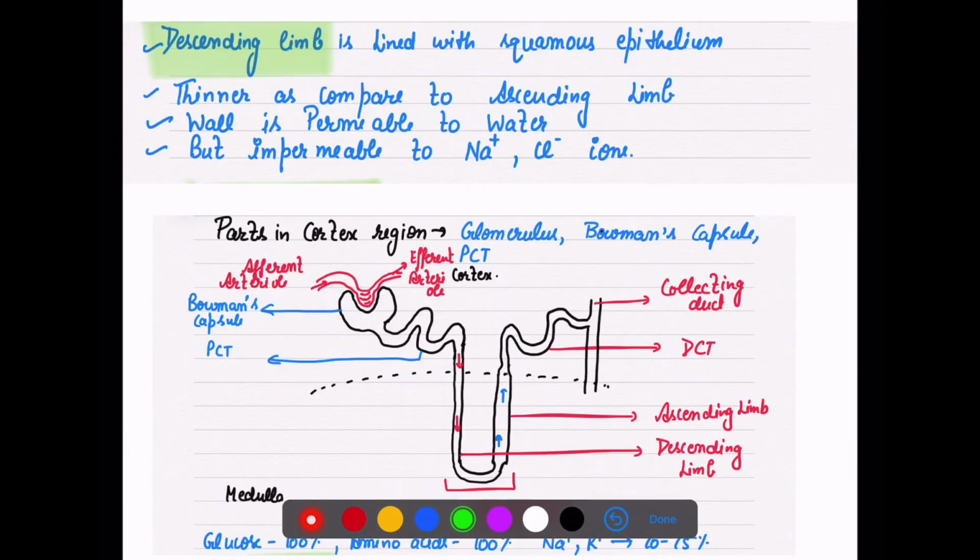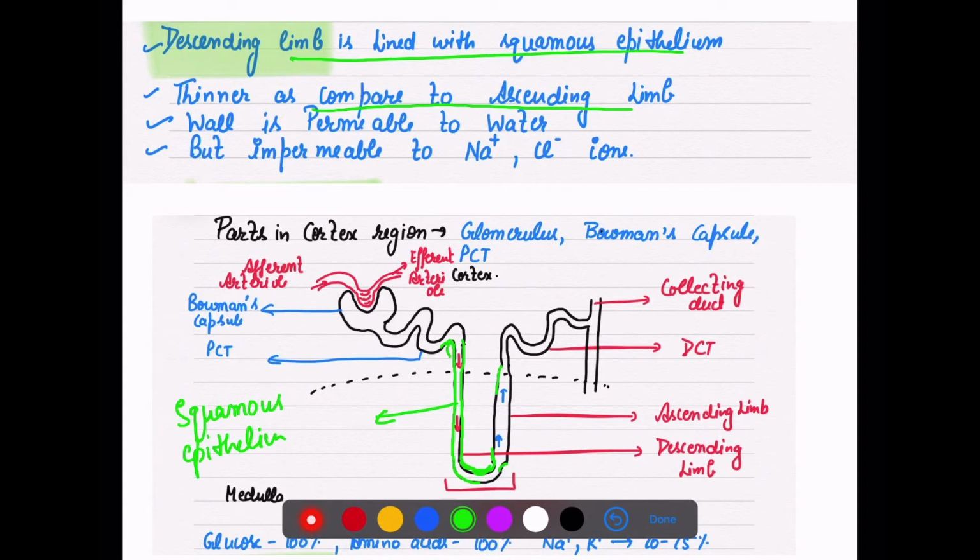Now I am not marking each part here. The proximal convoluted tubule continues into your descending limb. The descending limb is covered with squamous epithelium. Whenever you draw this, always draw it a little thinner compared to the ascending limb. This is thinner compared to the ascending limb. The ascending limb is a little wider.